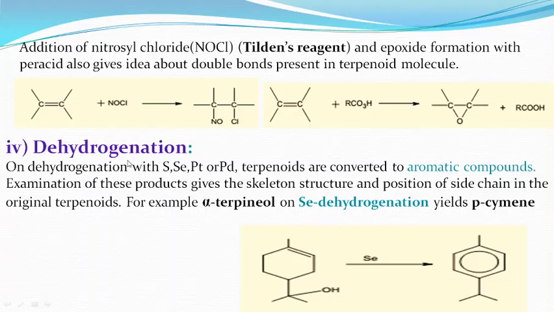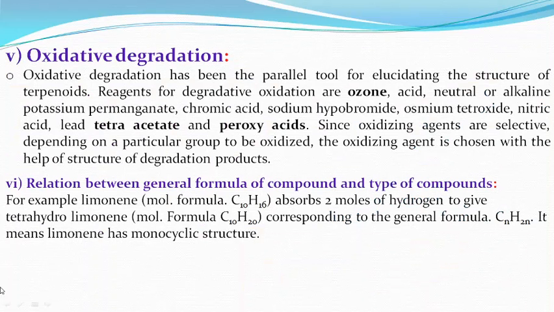Next is dehydrogenation. On dehydrogenation with sulfur, selenium, platinum or palladium, terpenoids are converted into aromatic compounds, as for example alpha terpineol. On selenium dehydrogenation it yields paracymene, which gives the skeleton structure and position of side chain in the terpenoids. Next is the oxidative degradation.